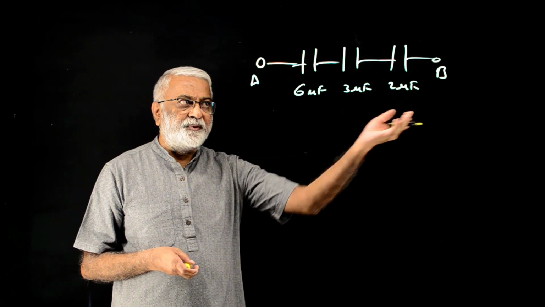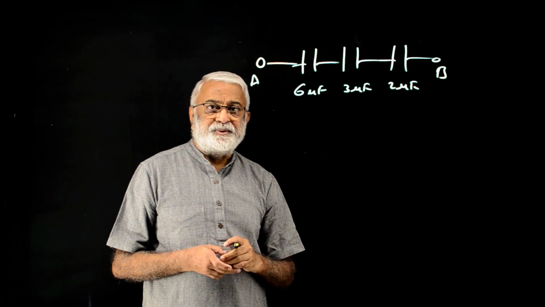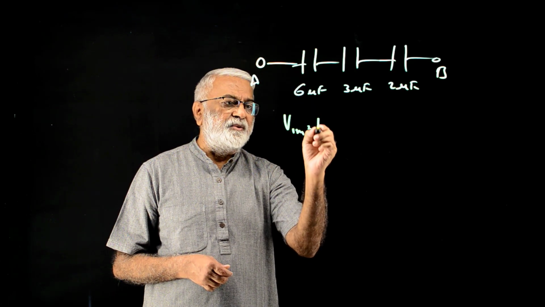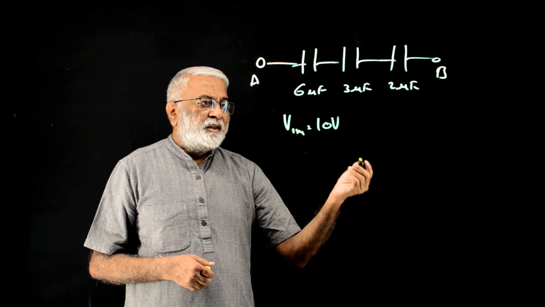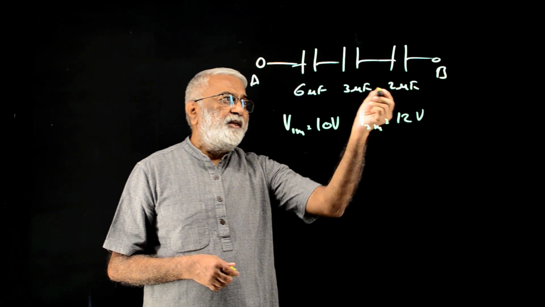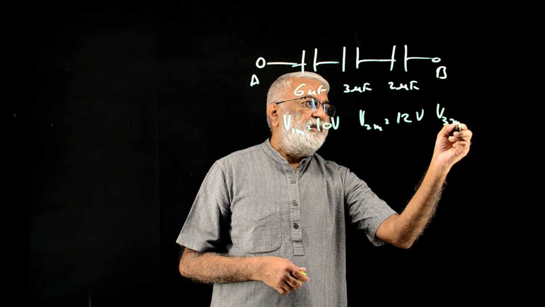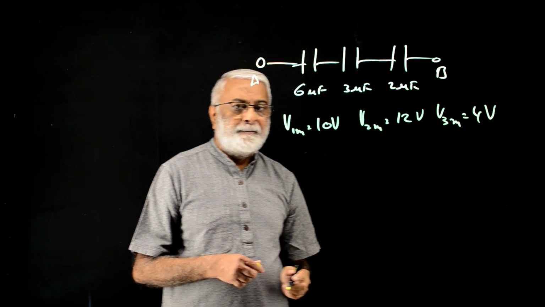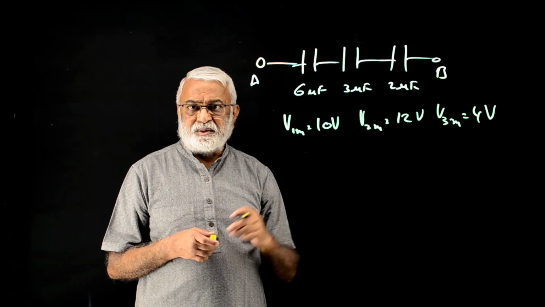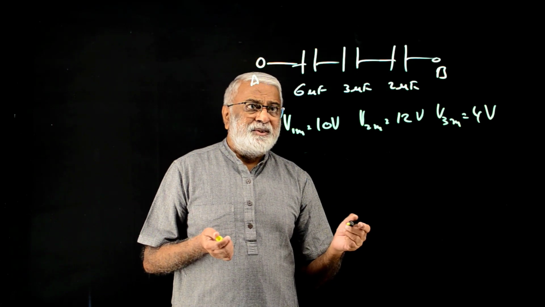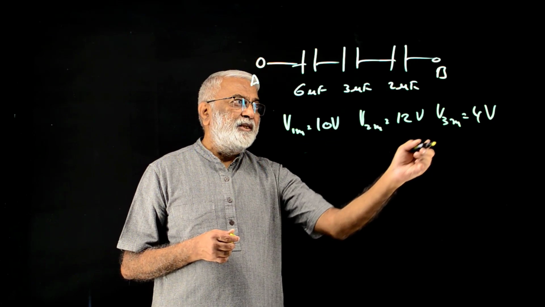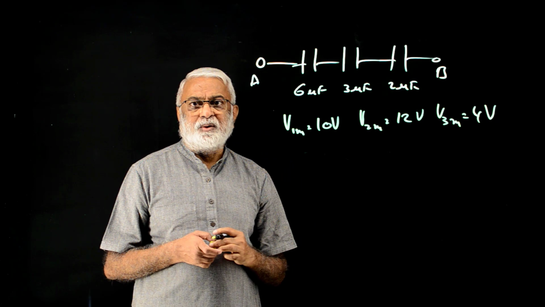Consider this situation. 3 capacitors are in series. The breakdown voltage of this capacitor, V1 max, say, is 10 volt. And say this second one, V2 max, is 12 volt. And this one, V3 max, is 4 volt. Now the question is, what is the maximum potential difference that can be applied to the series combination? You can see that this can store a maximum of 60 microcoulomb of charge, this 36 microcoulomb of charge, and this 8 microcoulomb of charge.